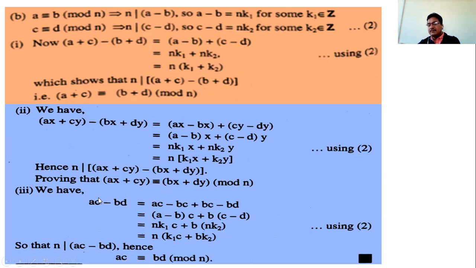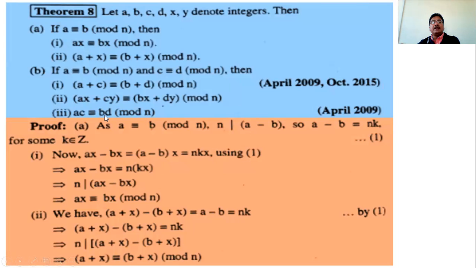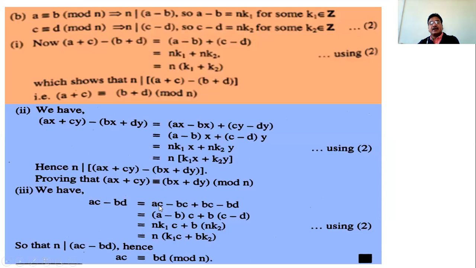Now we have to show ac is congruent to bd modulo n. ac is congruent to bd modulo n if n divides ac minus bd, and n divides ac minus bd if ac minus bd can be expressed in the form n into some integer. So consider ac minus bd. Subtract bc and add bc. Here is the adjustment: subtract bc, add bc, minus bd as it is, ac as it is. Then take c as common from the first two quantities, and take b as common from the other two. Then the value of a minus b by assumption is n k1, and the value of c minus d is n k2. Then take n as common.